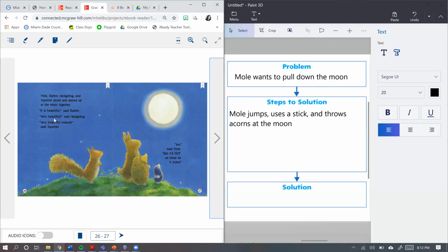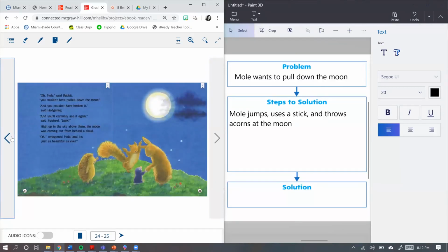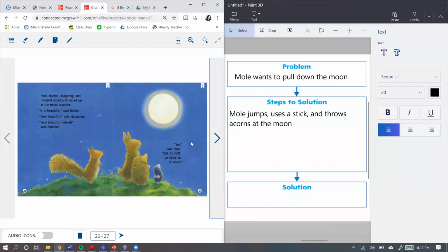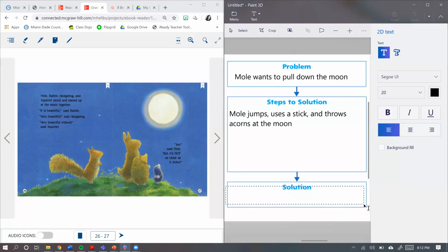"Wow, it's beautiful," said Rabbit. "Very beautiful," said Hedgehog. "Very beautiful indeed," said Squirrel. "Yes," said Mole, "but it's not as close as it looks."